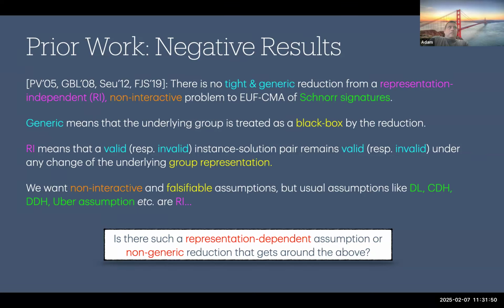Can you repeat what generic means? It means that the reduction itself doesn't care what the representation of the group is. It can only operate with respect to an oracle for the group. It can just ask what this element times that element is, and it doesn't care how the bits represent the elements. Previous reductions were generic, like Pointcheval-Stern. It's also hard to imagine how a reduction would not be generic with respect to the group.